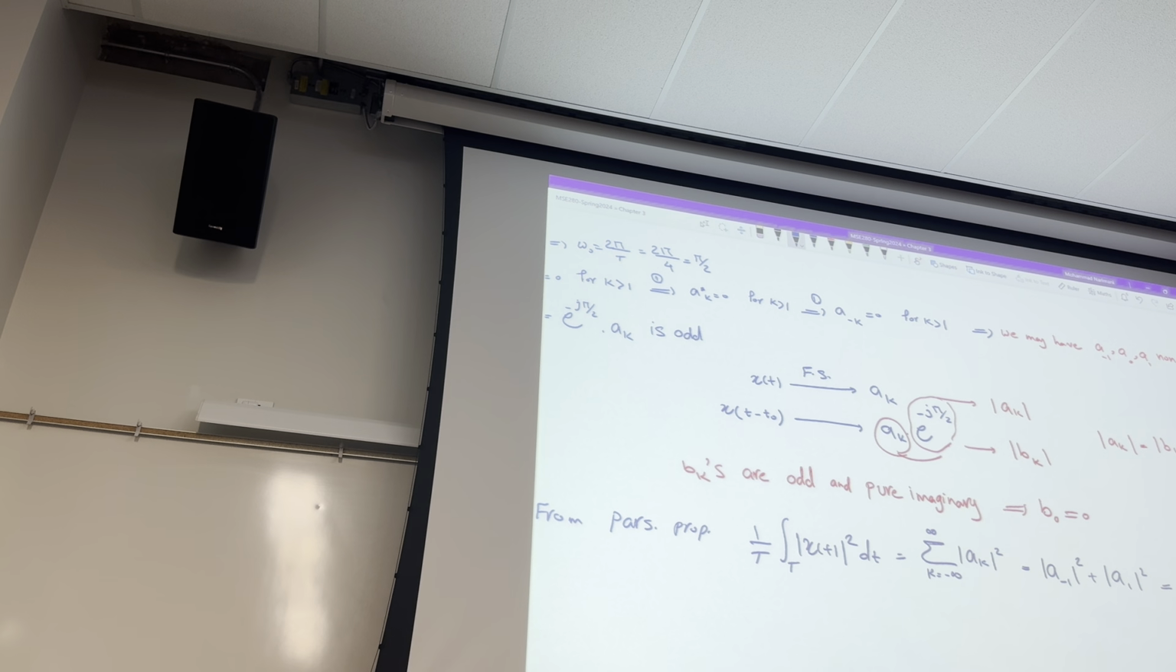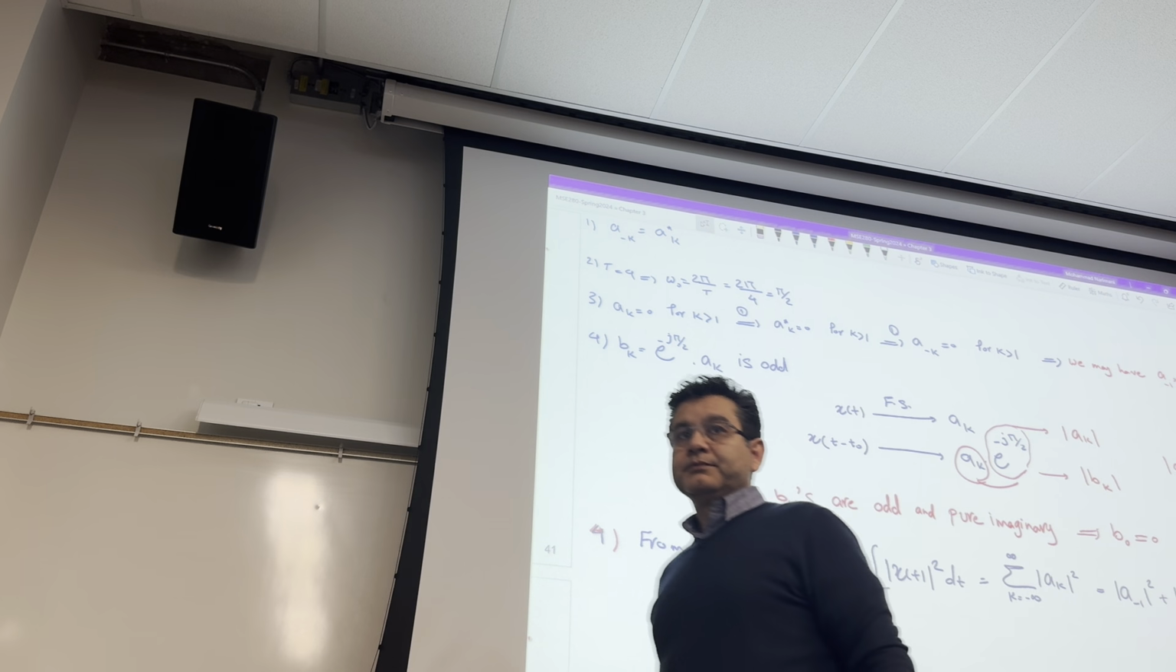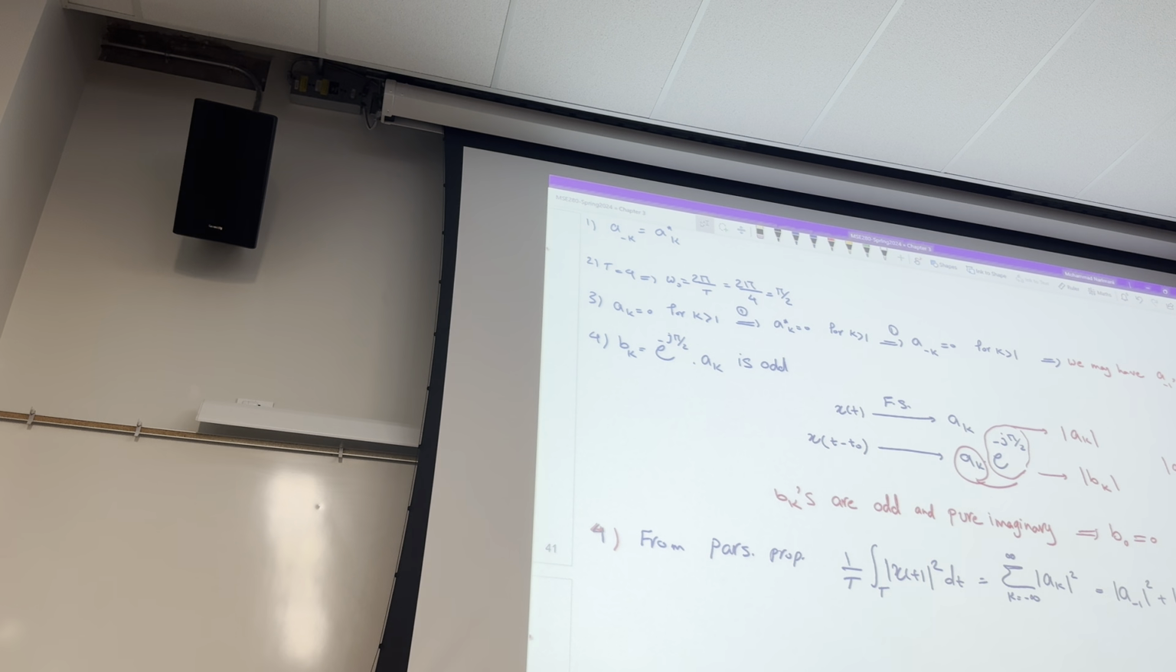Quick question about part 4: the BKs are odd and pure imaginary, which means B naught is 0. Is B naught equal to 0 because it's odd, or because it's pure imaginary? It's because it's pure imaginary. What's the reason for that? Is it because AK is only real? Because BKs are odd. Okay, let's talk about that after finishing this one.